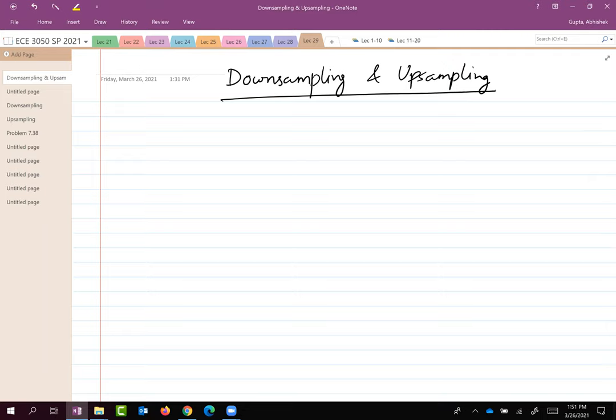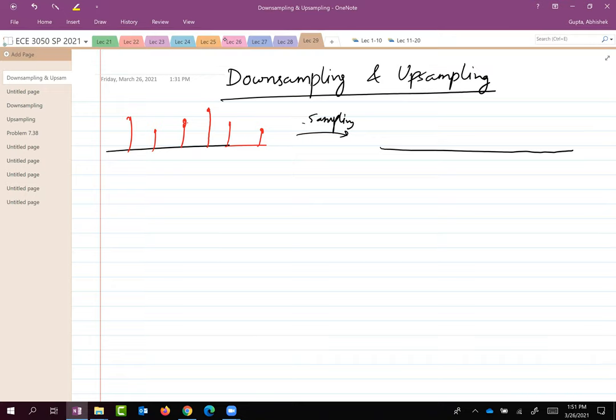so what is the reason for downsampling and upsampling? So let's think about it. Let's assume that I have a discrete time signal. Something like this, and I do the sampling of this particular signal. So when I do sampling, then of course I'm going to keep a few of those points, the rest will be zero, and I'll get a signal that looks like this. So this is my x of n. This is my xp of n, which is after sampling of x of n.